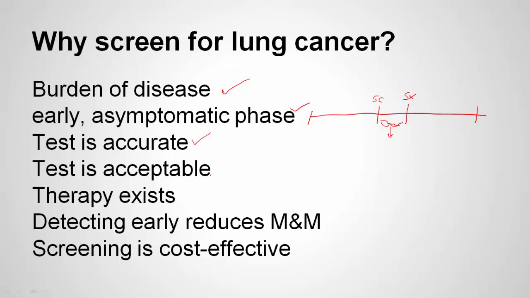The test needs to be acceptable to the patient. CT scan is relatively acceptable if done once a year. It's only an X-ray. You don't have to have contrast for the CT scan. It's not an invasive procedure at all. So in general, this meets the criterion of being acceptable to the patient. A therapy has to exist for lung cancer, and that's certainly true. There are several therapies, both radiation and chemotherapy, for lung cancer.